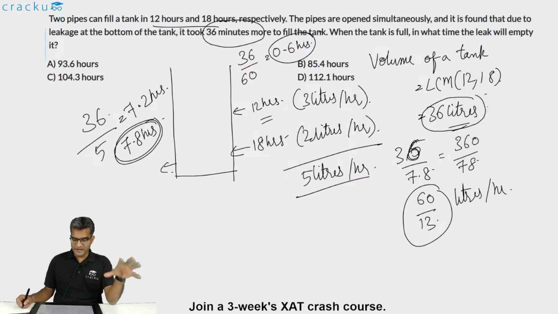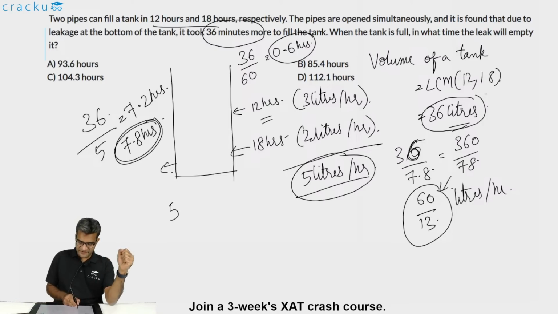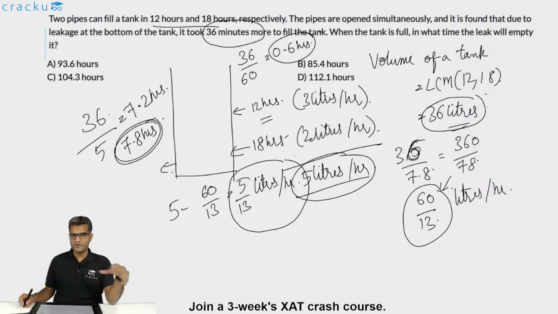If there was no leak, 5 liters per hour is filled. But because of the pipe leak, we are getting 60 by 13 liters filled every hour. So how much water is the leakage actually emptying every hour? It will be 5 minus 60 by 13, which is equal to 5 by 13 liters. So every hour, because of the leak, 5 by 13 liters are being removed from the tank.